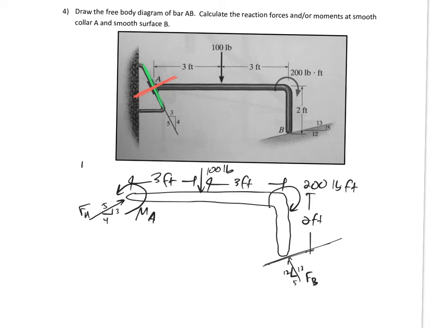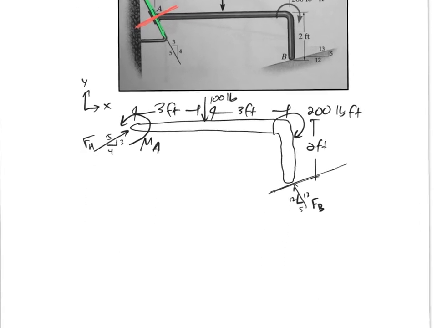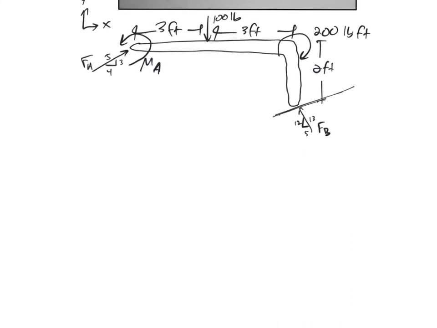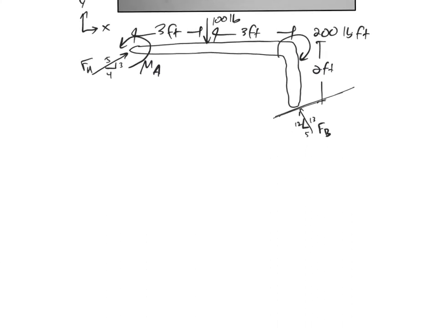So let me include my axes. I'm calling to the right X. I'm calling up Y. And I think that is all. I think that is self-sufficient. It stands on its own. Now I don't have to go back and look at the figure anymore. I can just look at my free body diagram.